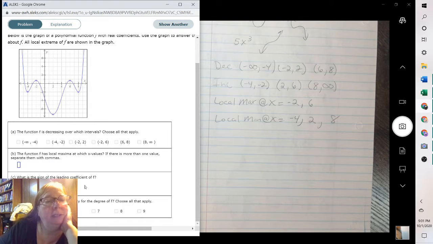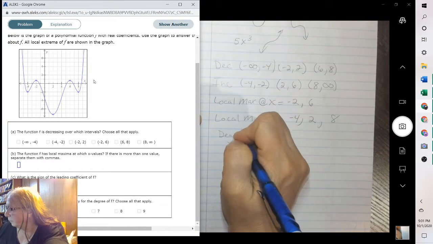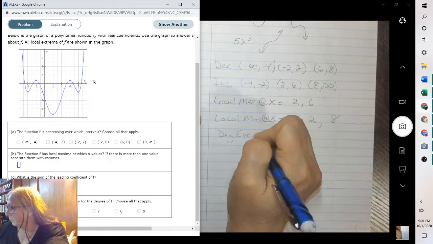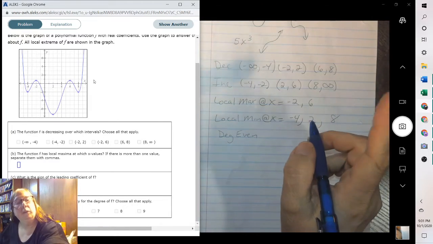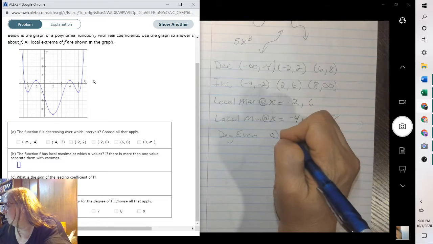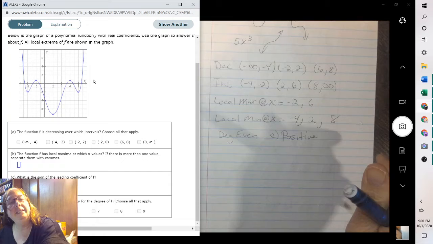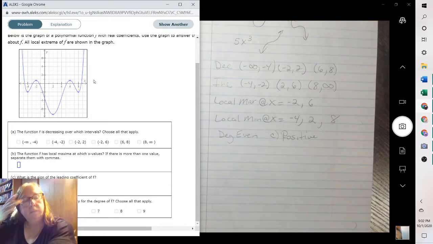What is the sign of the leading coefficient? Well, notice both ends are going up. So it's a parabola, which means the degree is even. And since both ends are going up, for part C, the leading coefficient is positive. If both ends went down, it would be negative.